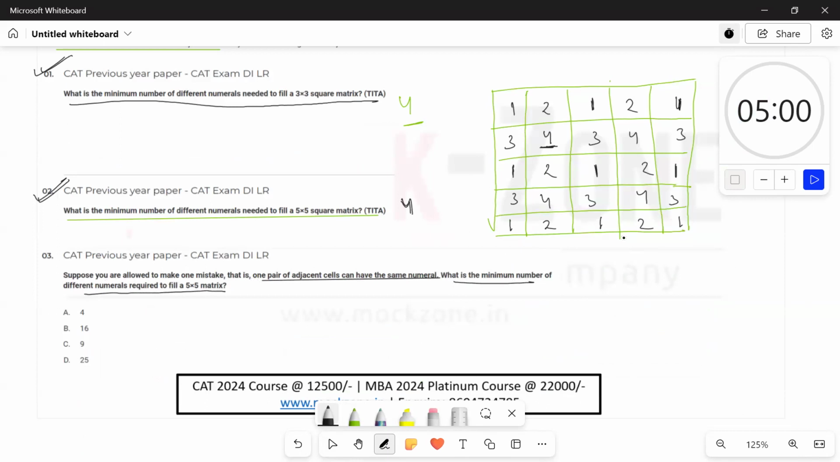This is the entire matrix. In this we are allowed only one mistake. Let's say instead of this 4, I can fill 3 over here. A mistake over here, that 3 by 3 are together. But here I have made that mistake. But what about this block, this block, this block? These 3 blocks cannot have that mistake because only one mistake is allowed. So minimum 4 different numerals will still be required.